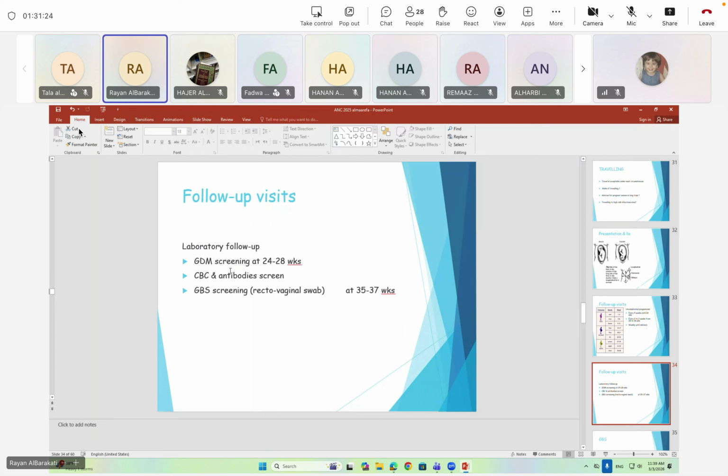For the follow-up visits, in the laboratories, we need to do GDM screening, and this is usually for low-risk patients between 24 and 28 weeks, meaning between the sixth and seventh month. Also, we will do CBC and antibodies, and GBS screening with a rectovaginal swab. This is done in the third trimester near delivery, and it needs to be done for patients who will be delivering normally.